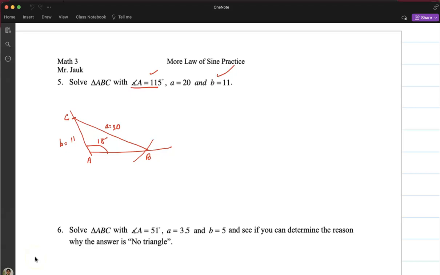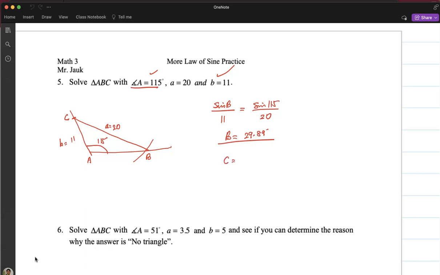So what did you do? Okay, so I did sine B upon 11 is equal to sine 115 upon 20. Perfect. That's 29.89. And then I did 180 minus that. No, you're right, minus 115, because there's only one possibility over here. There are no two possibilities. So 35.1. So your angle C is equal to how much?